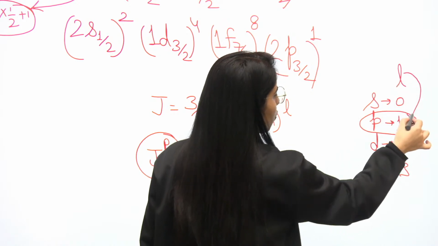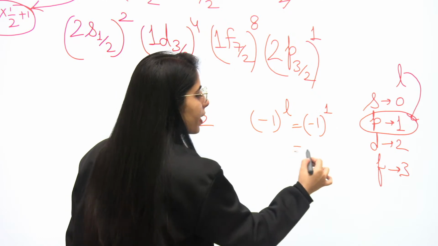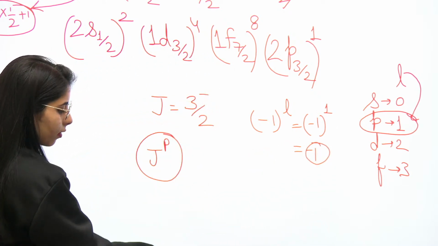L is equal to what? 1. So write it here, minus 1 to the power 1, which will be minus 1 only. So the parity here is minus. So 3 by 2 negative is the right answer.